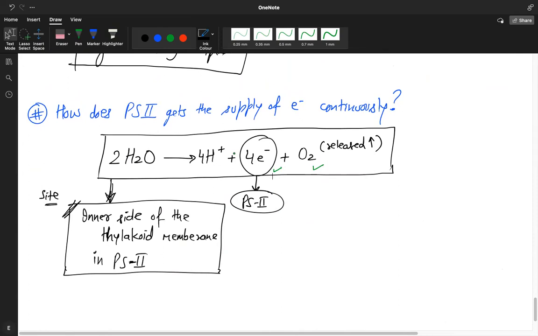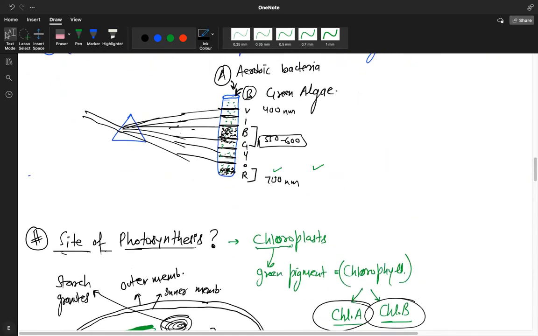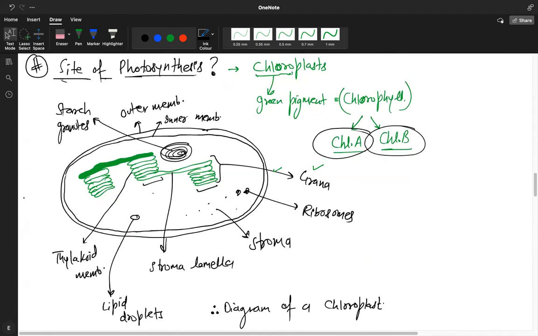Now, as I told you, if this reaction happens in the inner side of the membrane of the thylakoid. So can we all go back? Can you see the screen that I'm sharing? Can you see this site of the photosynthesis diagram? Yes, sir. So where is the thylakoid membrane? This is the thylakoid membrane, right? Can you see here?